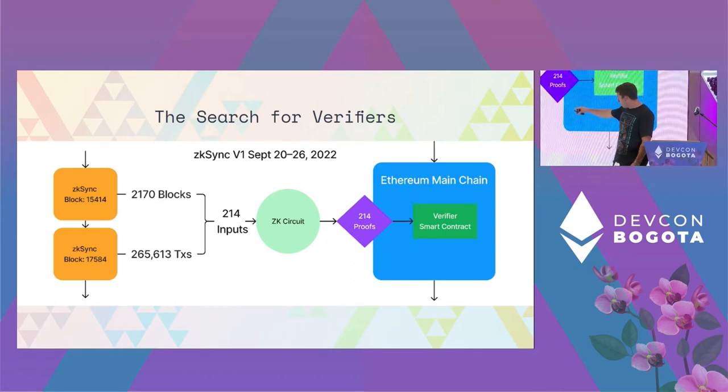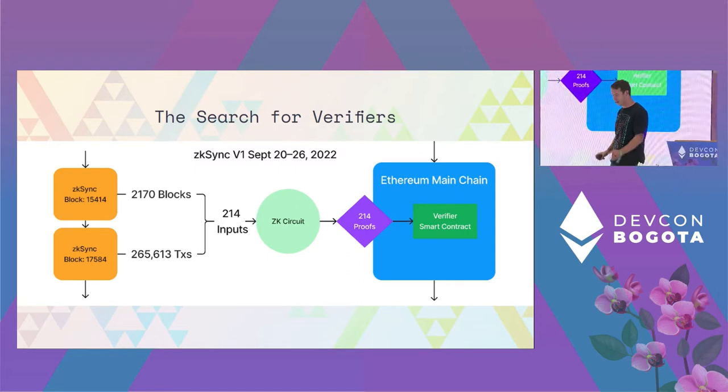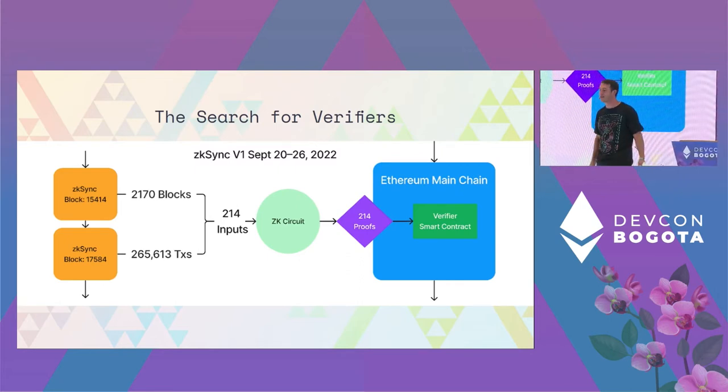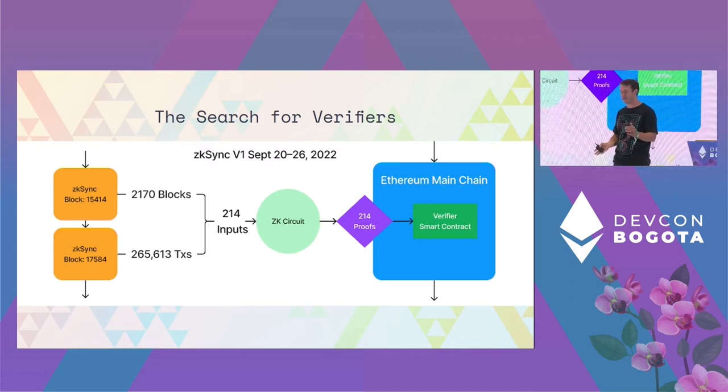Between September 20th and September 26th, there were 2,170 blocks, 265,000 transactions, which were batched together into 214 inputs and proofs, brought on chain. So the ZK circuit did not change, but those inputs and the proofs did.